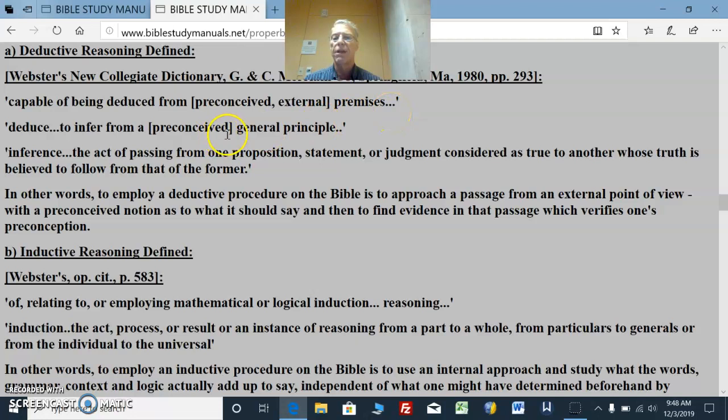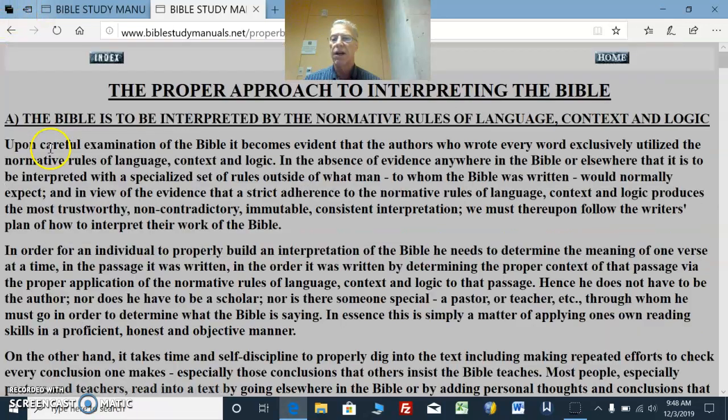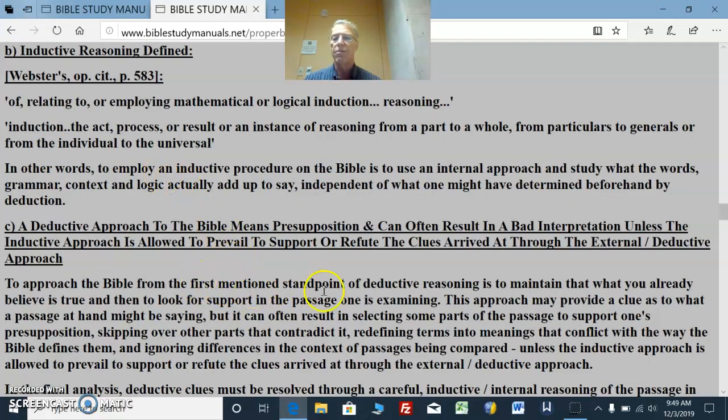Deduced, to infer from a preconceived general principle. So you're doing a little editorial thinking. Okay, what's inductive reasoning? So we went back to the next. Inductive reasoning defined. To approach the Bible from the first mentioned standpoint of deductive reasoning is to maintain that what you already believe is true and then look for support in the passage one is examining.